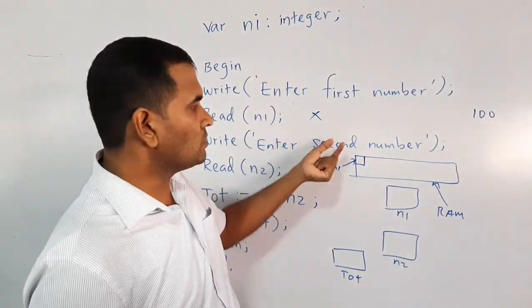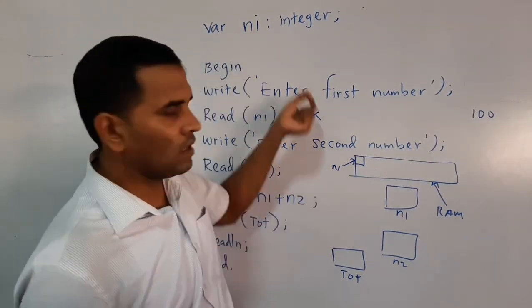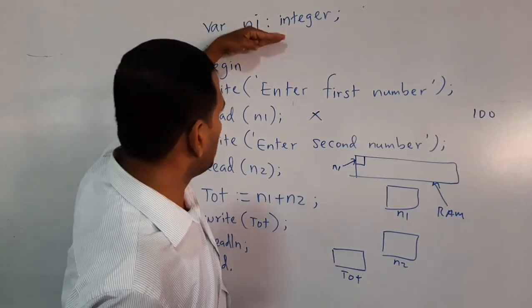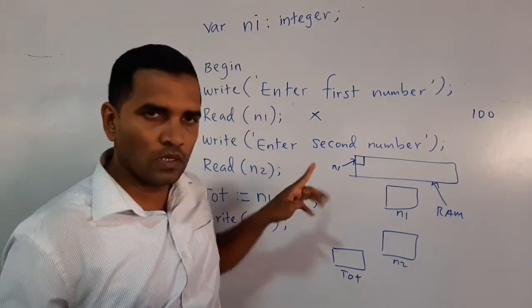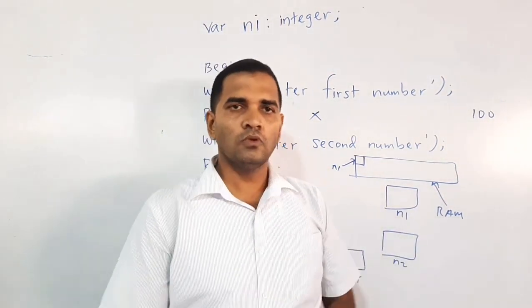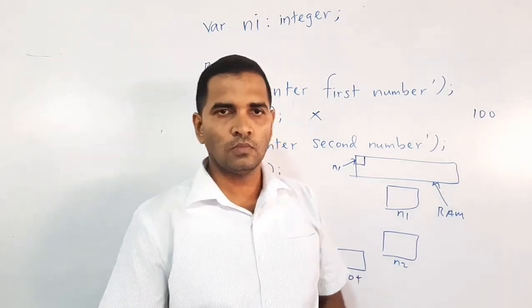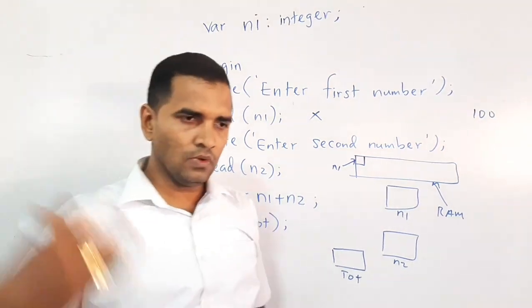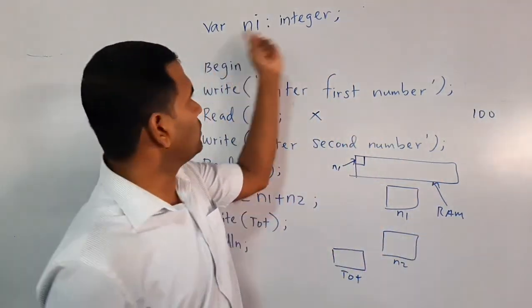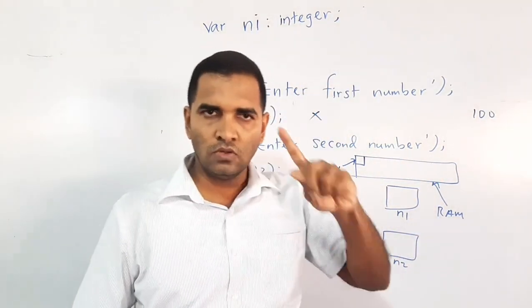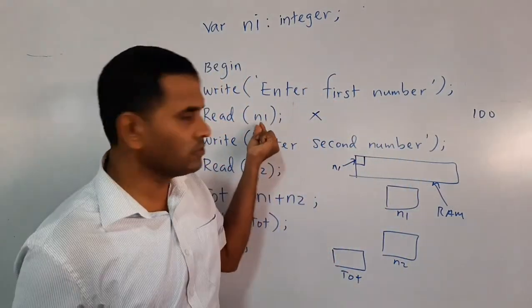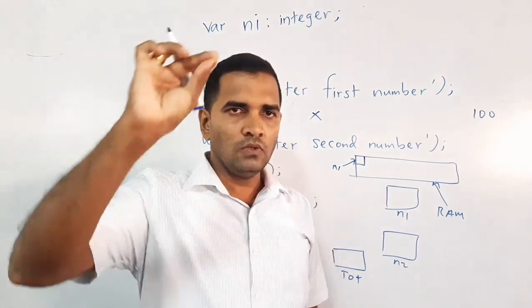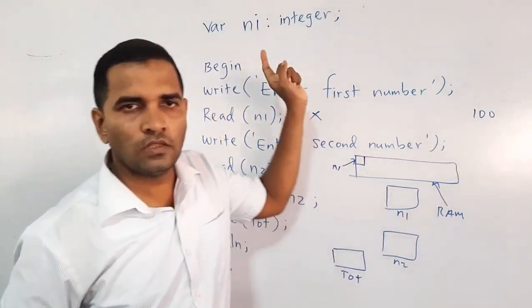So now this N1 has been introduced to the computer. Hereafter, after writing this line, if you use N1, the computer can identify it. But without this line, the computer cannot identify it. In some programming languages, this kind of introduction is not necessary. You can straight away use your variables. But in Pascal programming, you have to introduce your variables at the top.